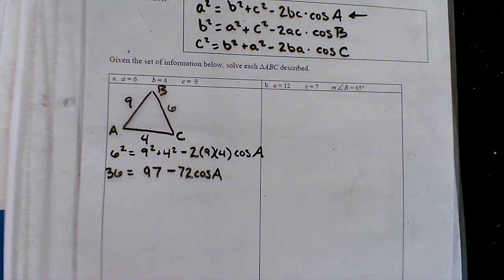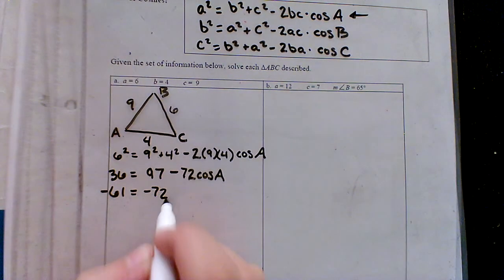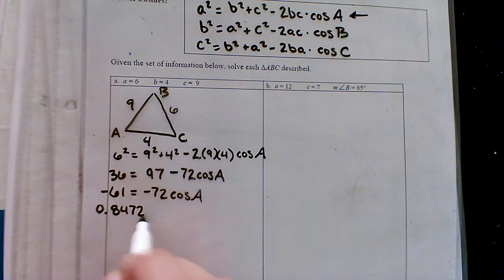All right, so where do you want to go from there to get the A all by itself? Go, Rebecca. Okay, there we go. We'll subtract the 97 over. So 36 minus 97 gives us negative 61. Next. Good, Ashlyn? There we go. Divide by negative 72, so we'll get 0.8472.